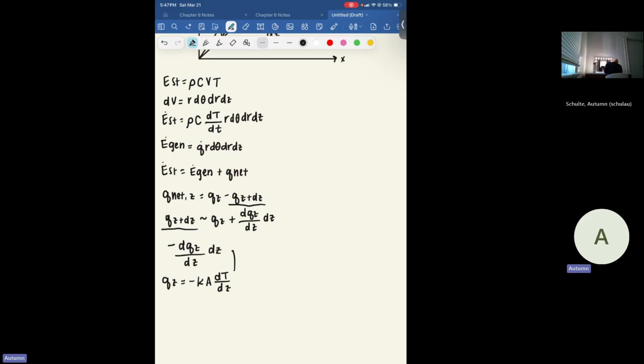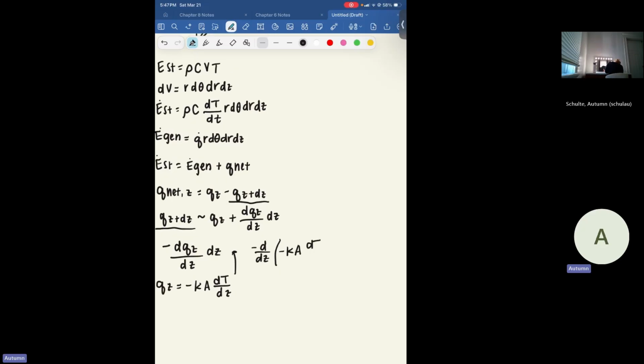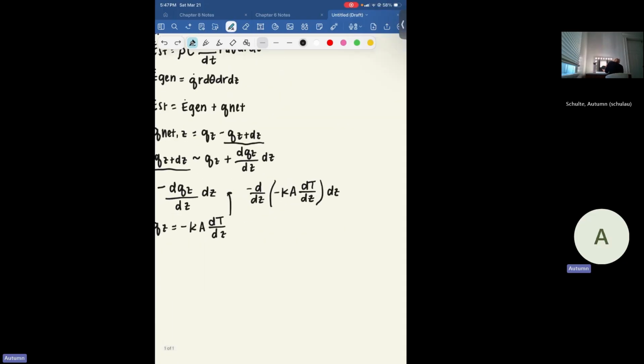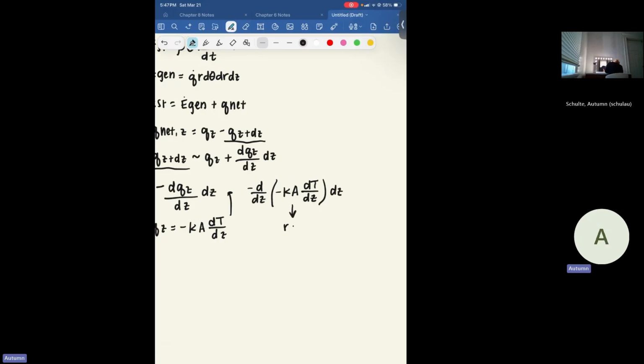So now we can plug this back in and we have the negative differential in the Z direction, multiplied by the negative thermal conductivity, multiplied by the area, multiplied by the change in temperature with respect to the Z position, times dZ. Our area in this case is going to be represented by this arc length, r d theta, times dr. So our area is r d theta dr.